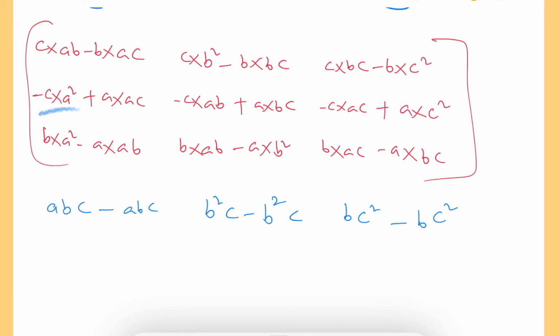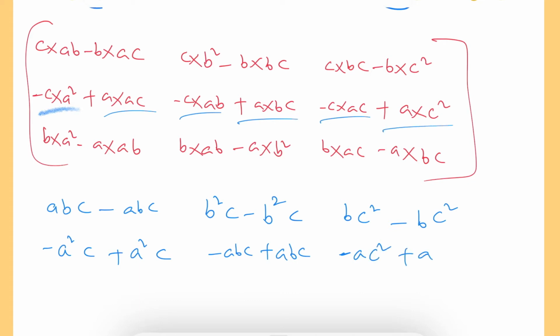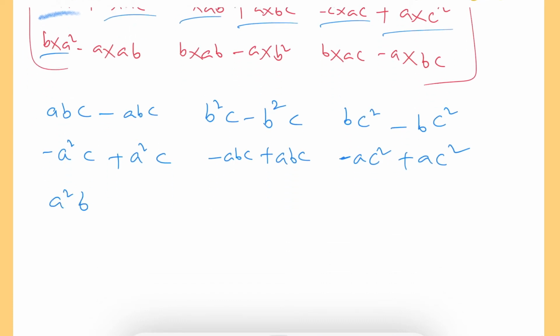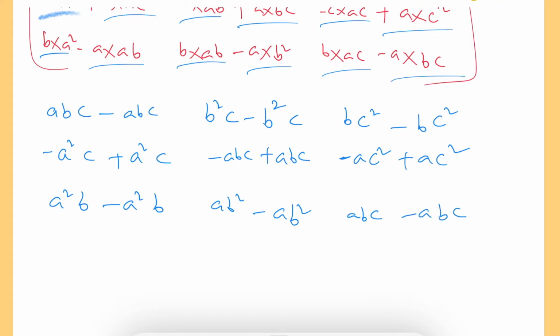Minus C into A square is minus A square C, plus A into AC is A square C, minus C into AB is minus ABC, plus A into BC is plus ABC, minus C into AC is minus AC square, plus A into C square is plus AC square. Next, B into A square is A square B, minus A into AB is minus A square B, B into AB is AB square, minus A into B square is minus AB square, B into AC is ABC, minus A into BC is minus ABC.